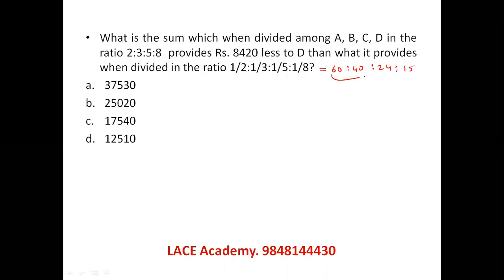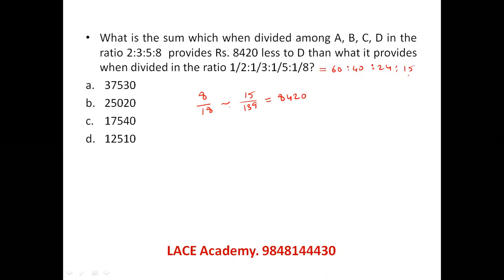So a total of 139 parts. In the other ratio, there is a total of 2, 3, 5, 8, 18 parts. So D will actually get 8 by 18 when divided in this ratio, whereas he will be getting 15 by 139 out of the total when divided in this ratio. The difference between them should be equal to 8420. That's what he's saying.